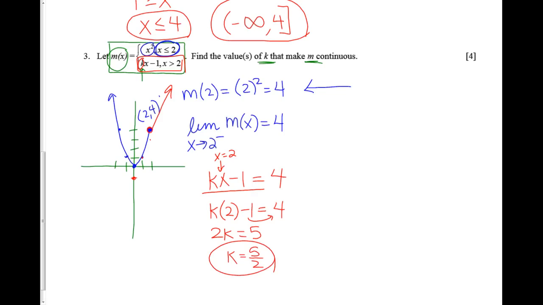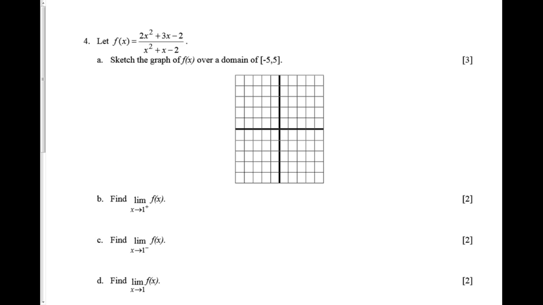So if I make my slope 5/2, I can check that right here on the graph. From this y-intercept I would go up 5 points, over 2 points. That would put me right where I need to be so that my 2 graphs join up and I would be continuous. So really what I have happening here, the limit as x approaches 2 from the right of m of x is now also equal to 4, so long as my k is 5/2.